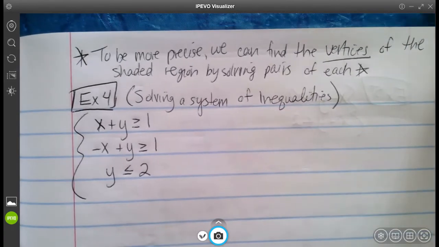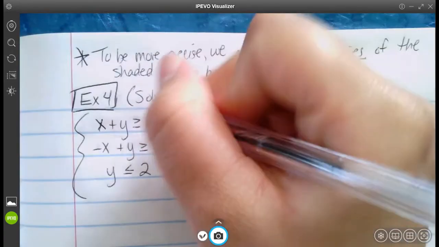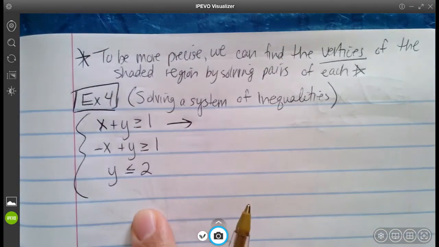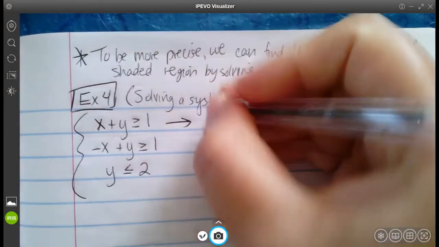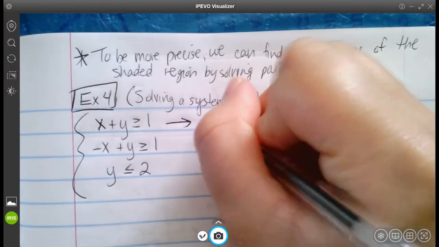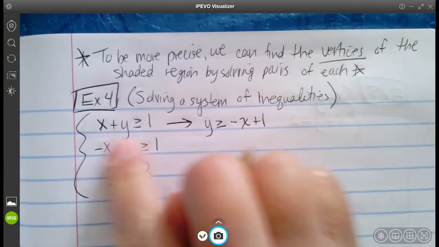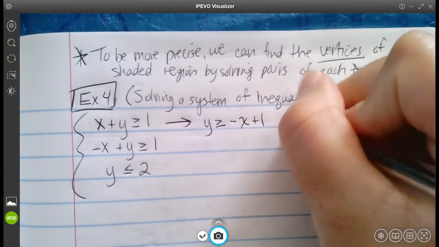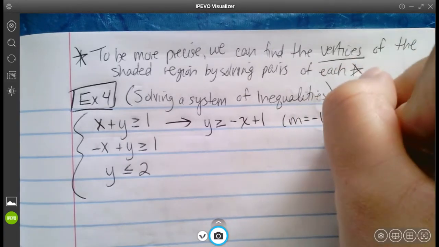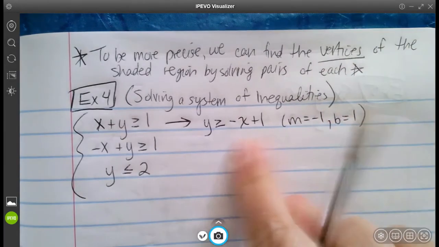We're going to start by rewriting some of these. So it looks like all of these are linear. Okay, so that means this one I can rewrite like the following: y is greater than or equal to negative x plus 1. So I just move the x over, and this gives us our slope of negative 1 and our y-intercept of 1.